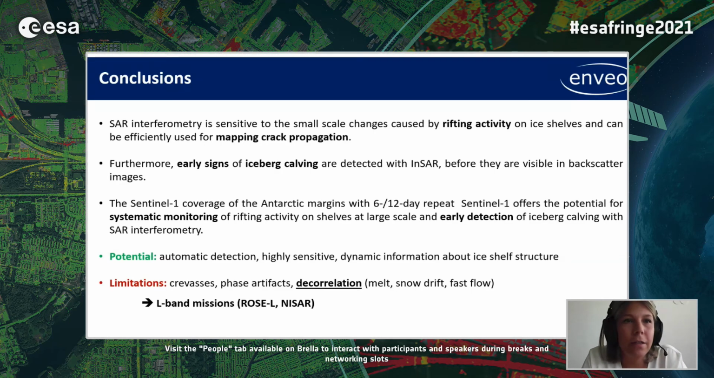And so I go to my conclusion. I've shown you that SAR interferometry is a nice tool for mapping crack propagation, because it's very sensitive to small scale changes introduced by rifting activity. And with that, you can detect early signs of iceberg calving that are really useful for monitoring the ice shelves and planning the response also. And for modeling also, it's very useful to map the cracks.